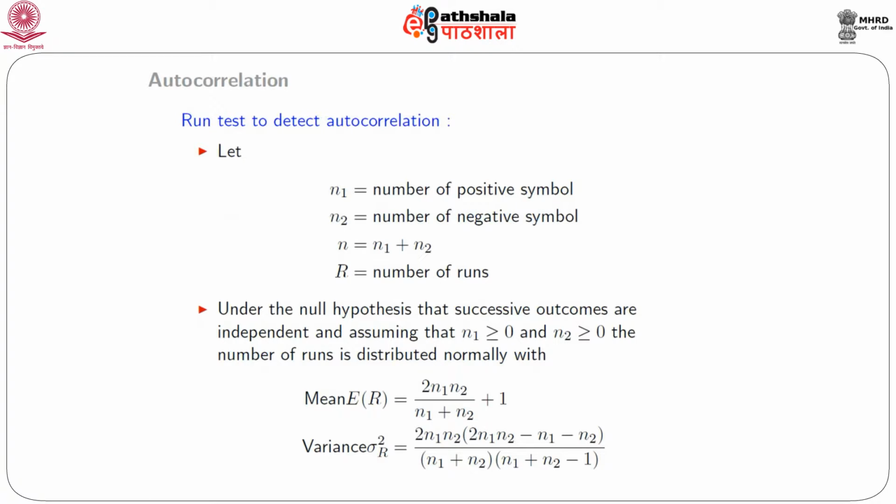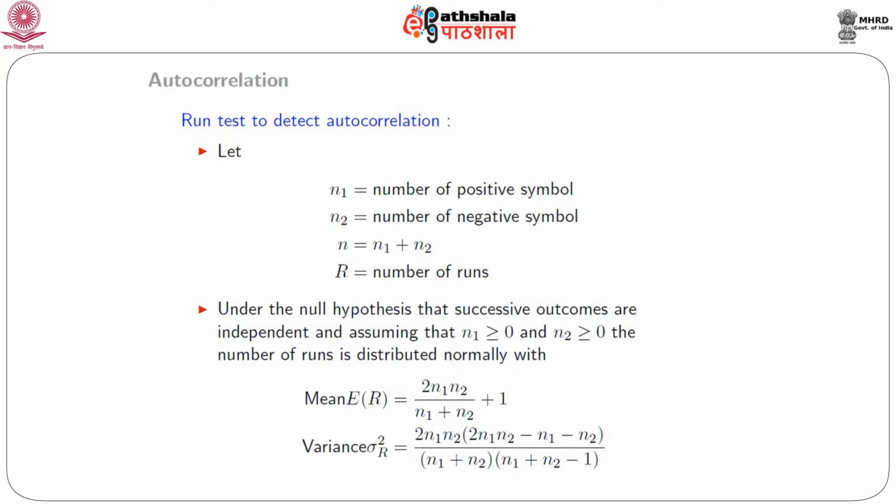So for the run test to detect autocorrelation, let us define the following terms. Let N1 be the number of positive residuals, and N2 the number of negative residuals. N, which is the sum of N1 plus N2, is nothing but the total number of observations or the total number of residuals. And R is the number of runs.